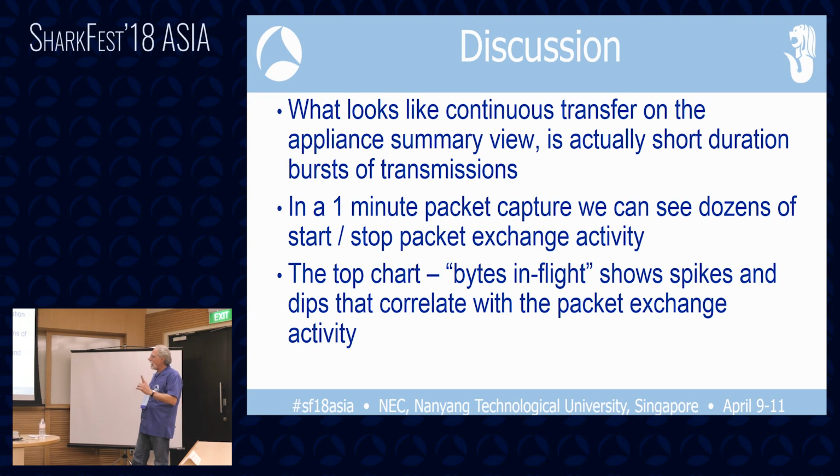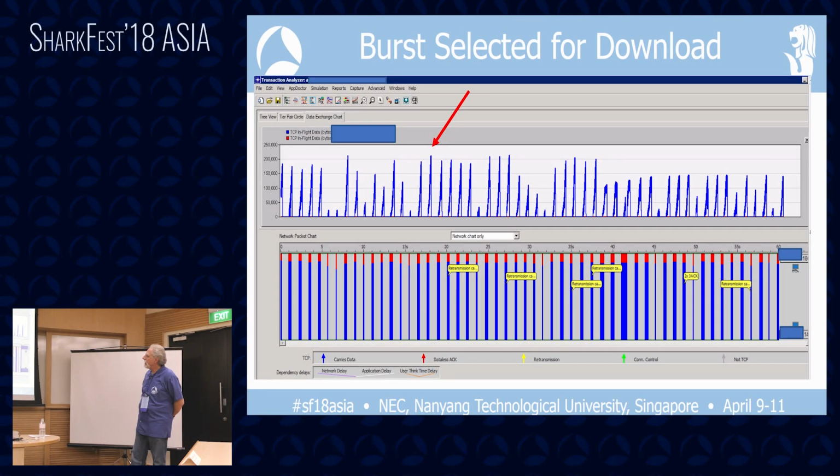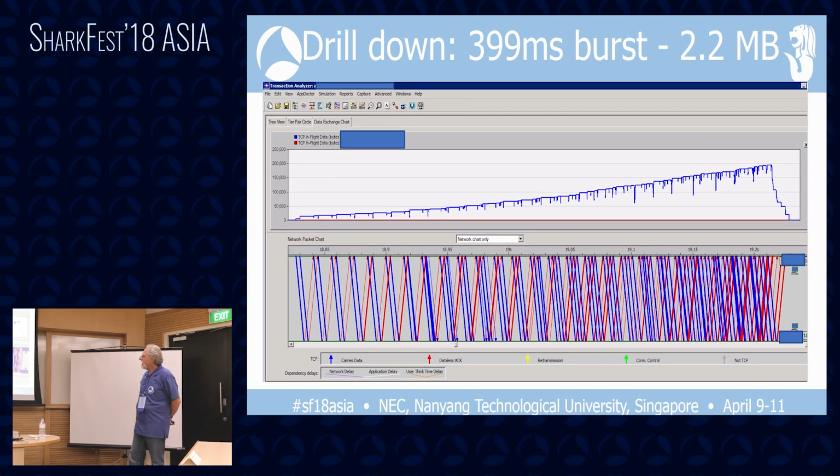We took 1 minute at random, right? Remember earlier I was saying filter, filter, filter. It's important to filter down. 1 minute packet capture, and then we zoomed in. We're going to zoom into a 400 millisecond burst just to see what it looks like from a statistic overlay perspective. So let's drill down. I picked that one at random. And now when we drill down into that, we can see the individual packets in the burst, and we can see how bytes in flight is changing over time.